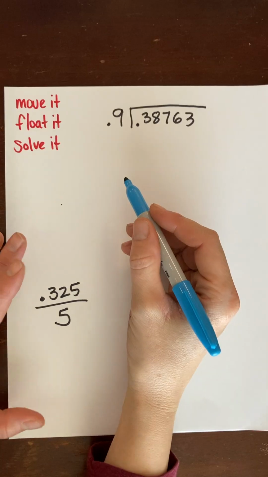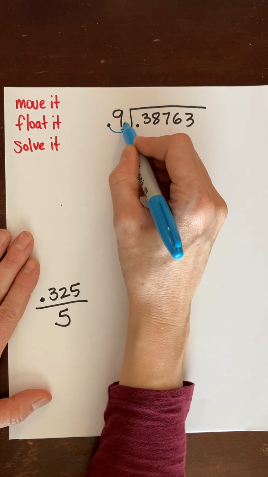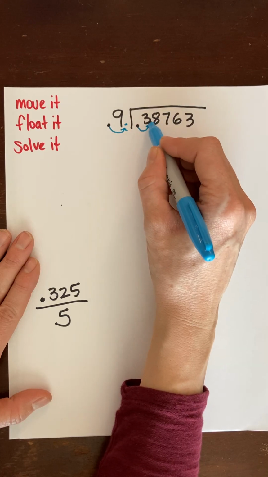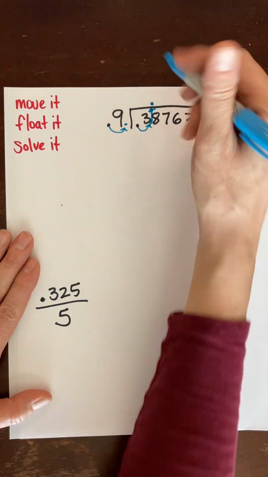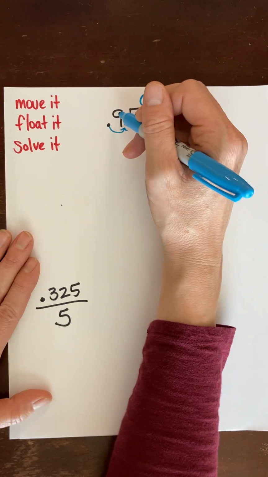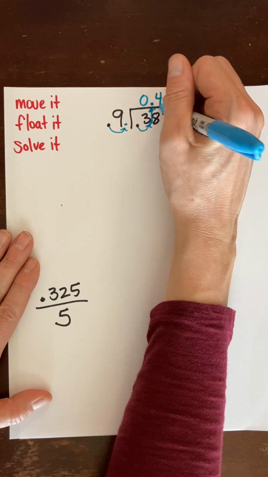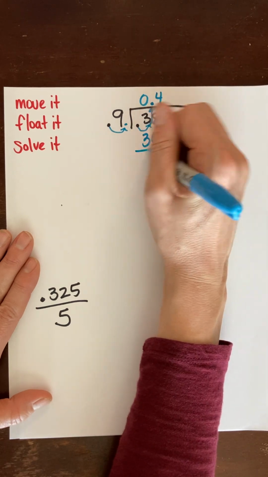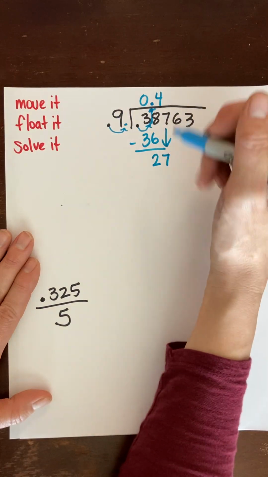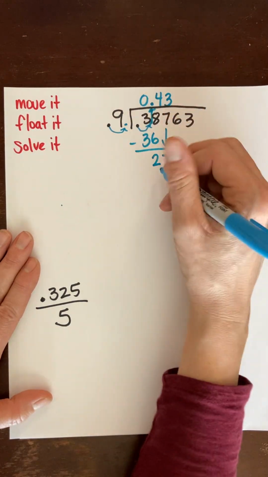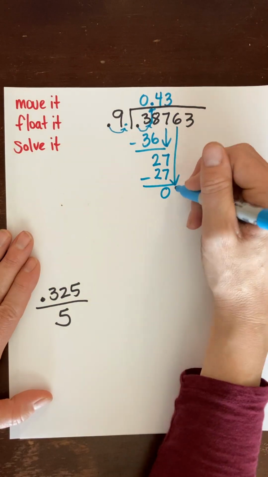Let's try a couple more examples to make sure we've got it. Move it, float it, solve it. Let's move it 1, and we moved it 1, so let's move this one 1 as well. Now we're going to float it. Now we're going to solve it. 9 into 3 does not go. 0 times 9, well, we don't need to do that. We could just do 9 into 38, which is 4. 4 times 9 is 36. 2 left over, bring down the 7. 9 into 27 is 3. 3 times 9 is 27. 0 left, bring down the 6.